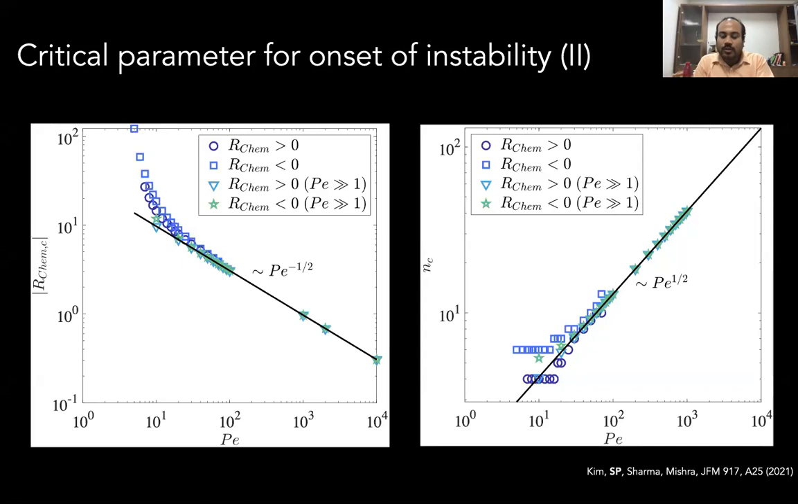On the right hand side, we show the corresponding critical wave numbers, which was the horizontal axis in the previous figure. N, actually it was K. We just plotted the N because the K was square root of Peclet times N. So we plotted the critical wave number.